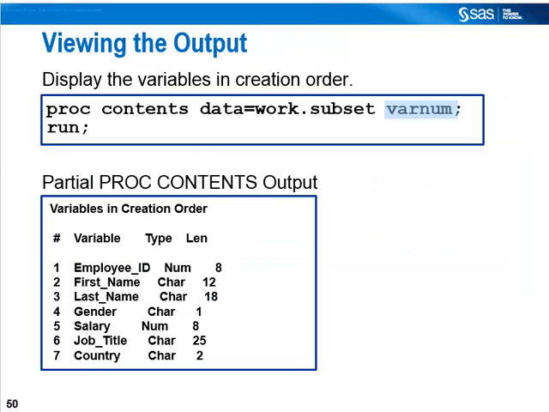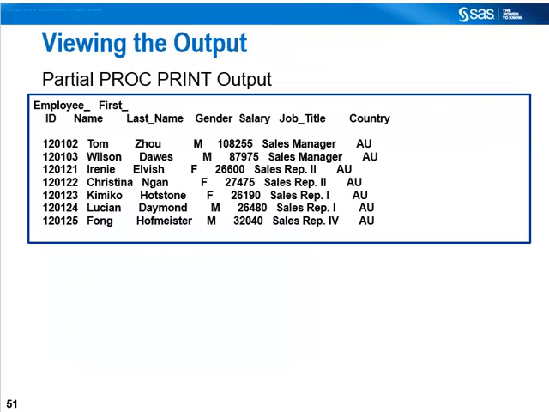Then we will display the variables that were created, and we will view those with the PROC CONTENTS procedure. We will be using the VARNUM option to retain the actual positioning of the variables in the dataset. And then we see the partial proc output of the program.